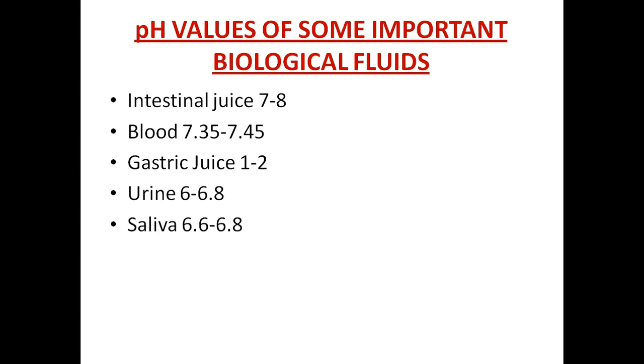So the pH values of some important biological fluids: intestinal juice has a pH of around 7 to 8, blood has 7.35 to 7.45, gastric juice is 1 to 2, urine has 6 to 6.8, and saliva has a pH of 6.6 to 6.8.